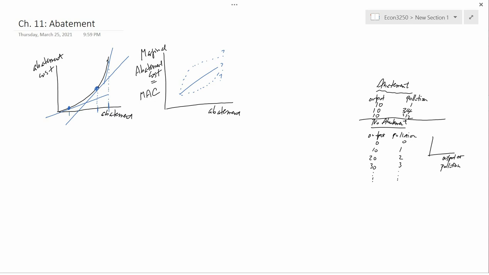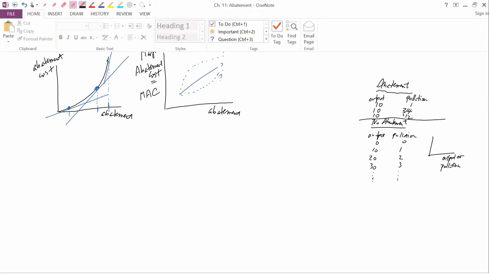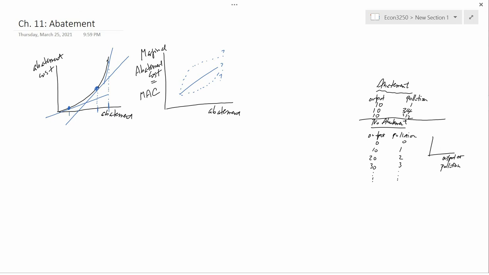So, let's ask, instead of putting a tax on pollution, suppose we put a tax on non-abatement. So the firm doesn't want to abate pollution. It just wants to pollute as much as it wants to. Fine, it's going to have to pay. But if it wants to engage in abatement, then we'll reduce the taxes that it has to pay. Let's see how that would work out with a graph.